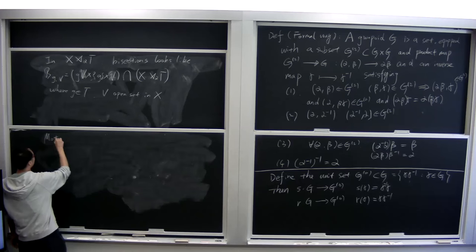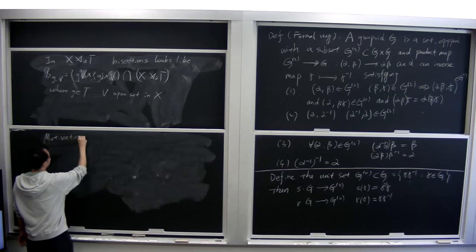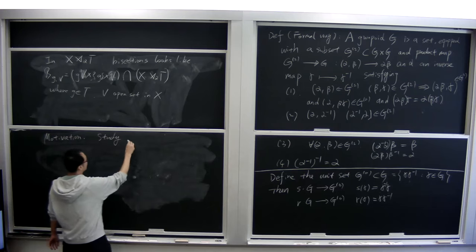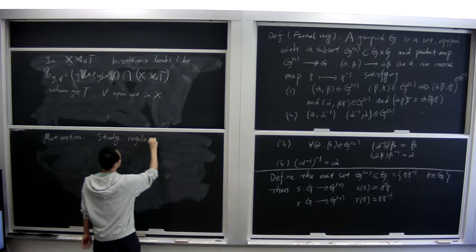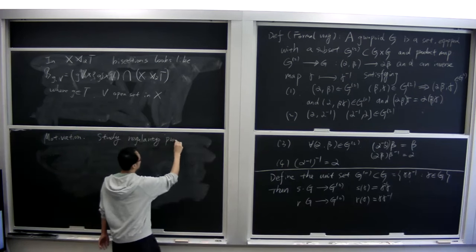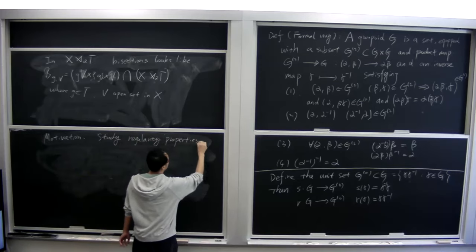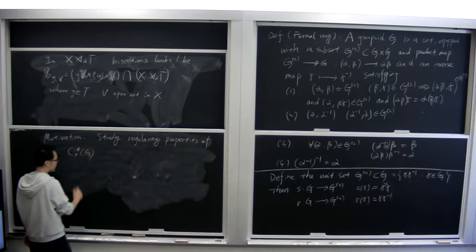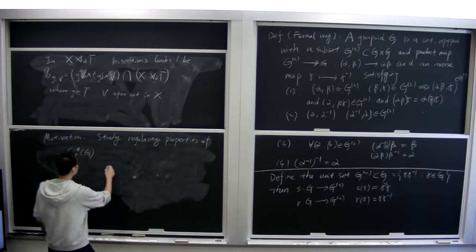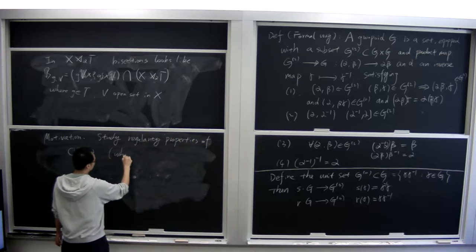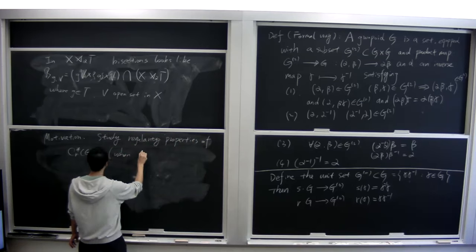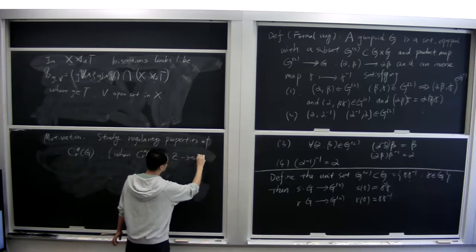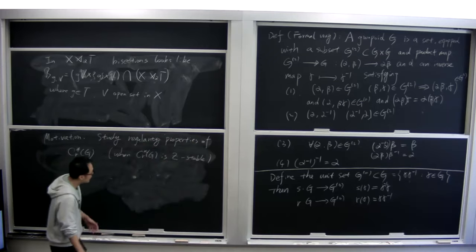So, motivation here. We will study the regularity properties of the reduced crossed product, the reduced groupoid C*-algebra, and test when this algebra is stable. A lot of work has been done before.